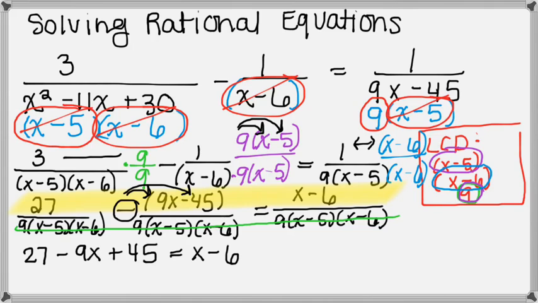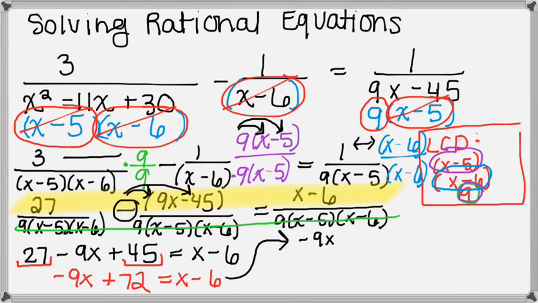Let's combine the like terms. And here this is a linear equation, so we're going to be able to get all the x's on one side and everything else on the other and isolate our x value. But here let's just combine the like terms first, so the 27 and the 45, and then on the left that will give us negative 9x plus 72, and that's still equal to x minus 6. And I'm going to rewrite the equation right here. Negative 9x plus 72 is equal to x minus 6.